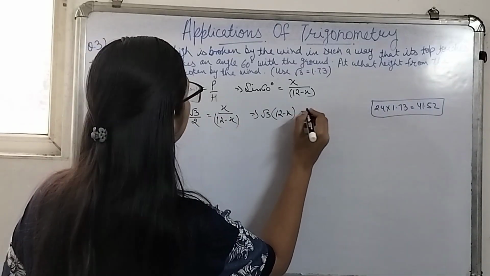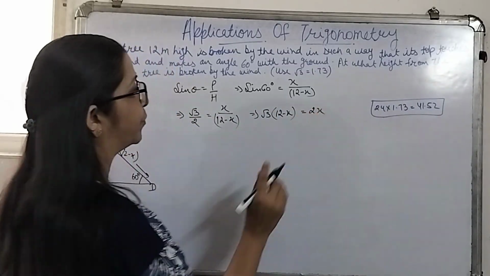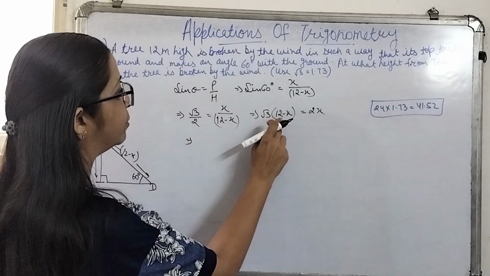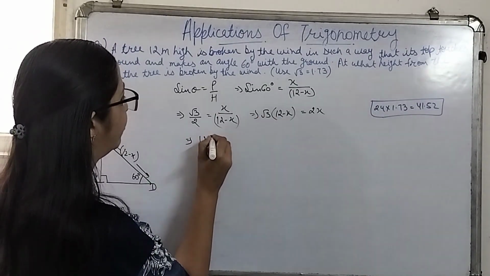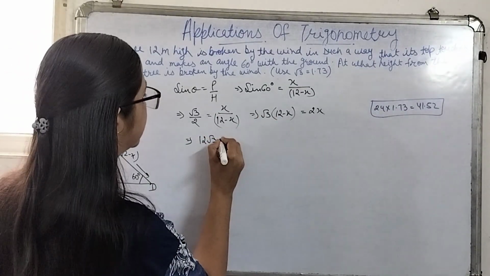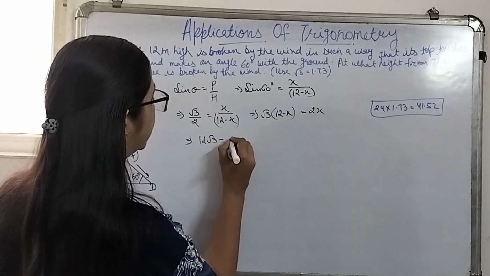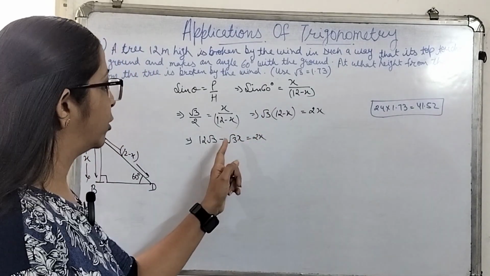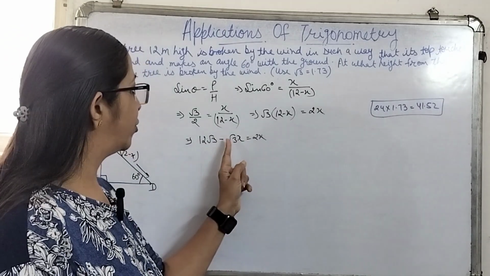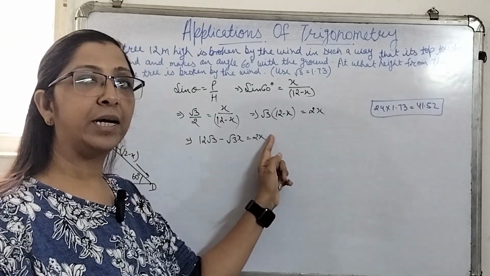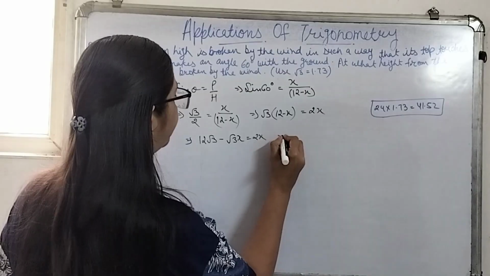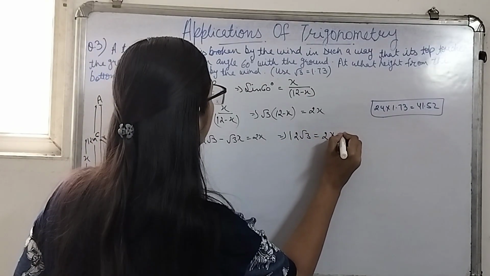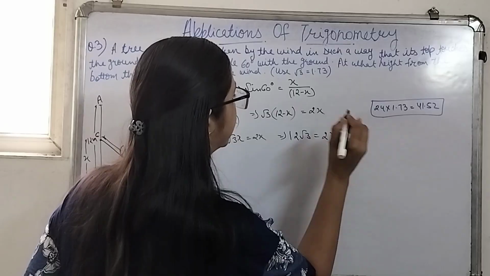It is equivalent to 2x. Now we will be solving it further. So it will become root 3 multiplied by 12, which will be 12 root 3 minus root 3x, equivalent to 2x. Now we will be taking all the variable part to one side. So we will be taking root 3x to the RHS. So this will become 12 root 3 is equivalent to 2x plus root 3x.